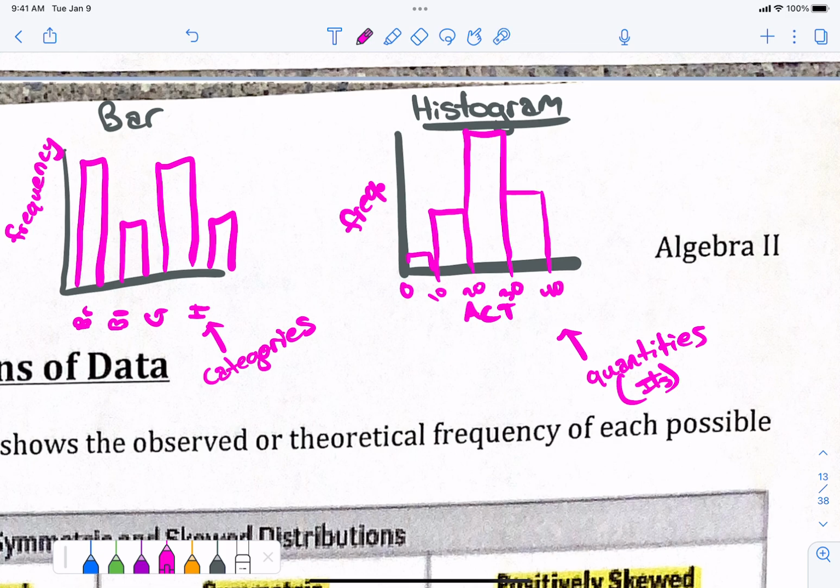So when we're doing a histogram, we have to organize the numbers and find out how many are in each category, or in each grouping, I guess. Make sense? These are called classes, by the way. We're going to talk about classes below, but the classes are the range of values. Okay, here we go.